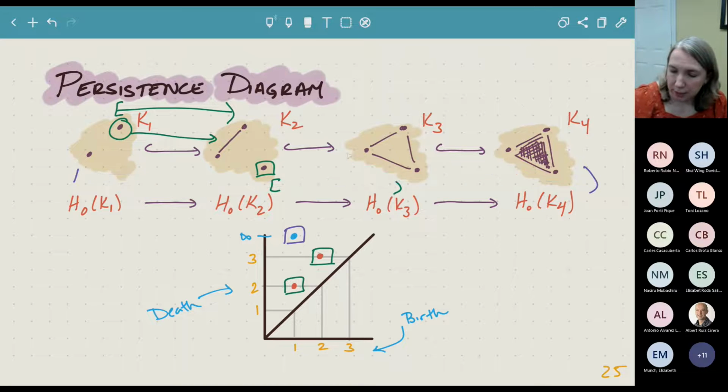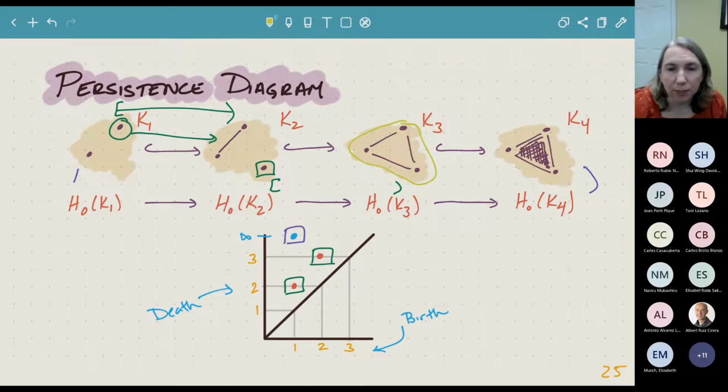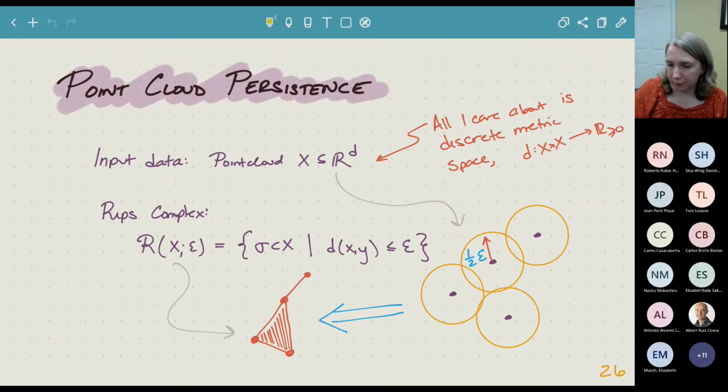So in this particular example, I have a loop that shows up here. Does the yellow show up? Yeah. I have a loop that shows up here and fills in over here. Now, I did not draw this in this diagram, but this is a point in my persistence diagram representing 1-dimensional information that is born at 3 and dies at 4. And so what we do is we encode all this stuff in a persistence diagram and use that as input to whatever machine learning thing you want to do.